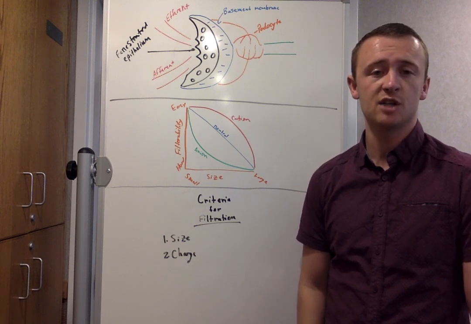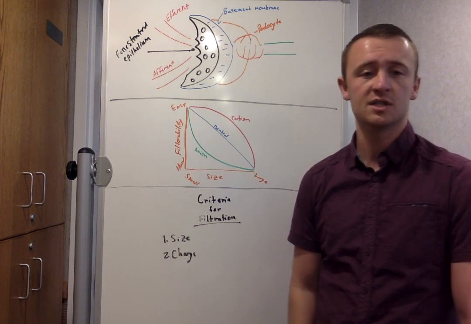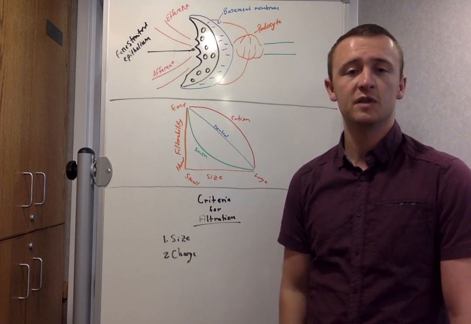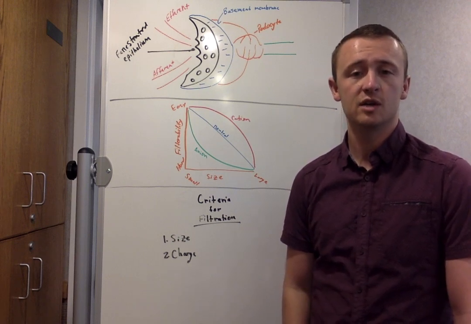Podocytes are foot-like projections that come together and form filtration slits. These filtration slits will filter against size and charge as well.